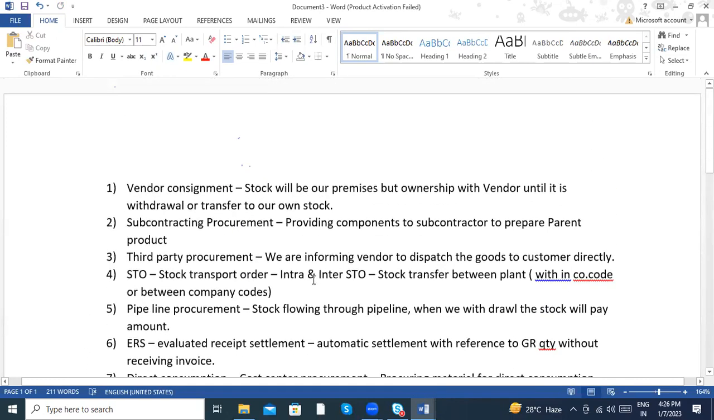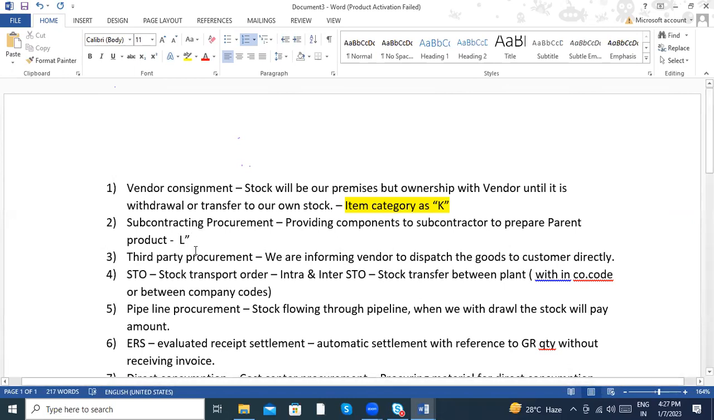Now, in the vendor consignment process, if we give the item category K, then the system will understand that this is the consignment process. You will understand this when we go to the SAP screen. And this one is subcontracting, which we can say is L.